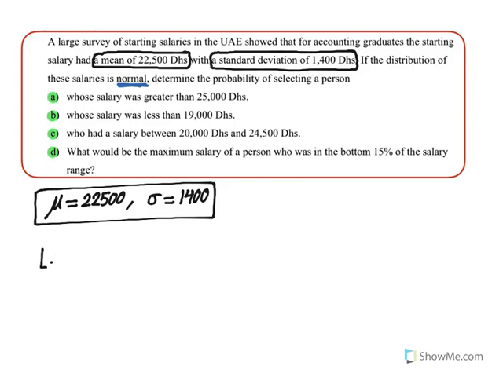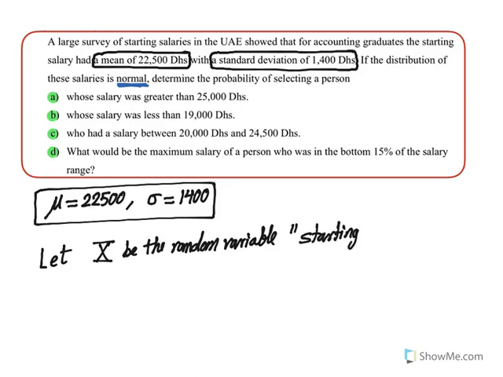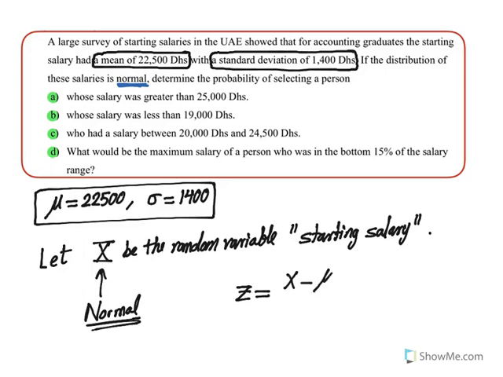But let me first define my random variable x because it's not given here. So let x be the random variable. It's a continuous random variable, of course, which is the starting salary. So if you let x be this, you are given that this x is a normal distribution. This is why we can immediately use the z-score table after changing x to z. Remember that the z-score is equal to x minus mu over sigma.